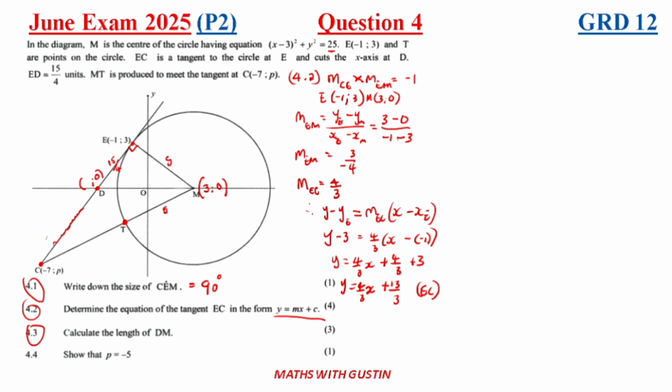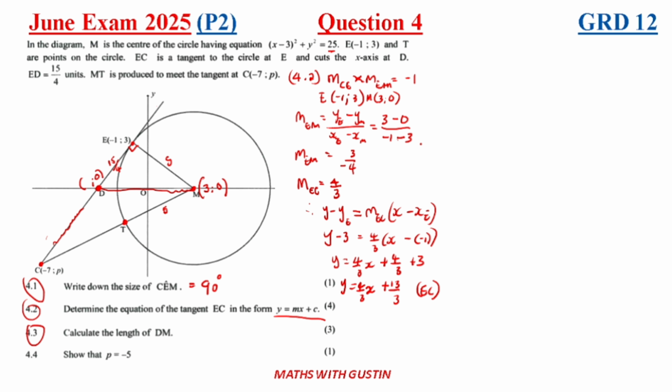So 4.3, I hope you are following, guys. 4.3: the length of DM. Where is DM? So it's this length here. They want us to find this length DM, but however we don't have the coordinates of D. D lies on this equation, so we can find out the coordinates of D, then we use the distance formula, right? Okay.